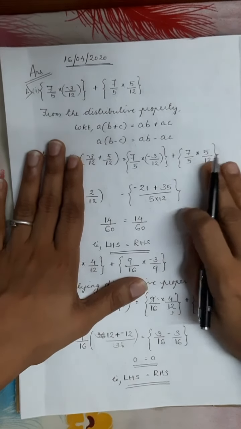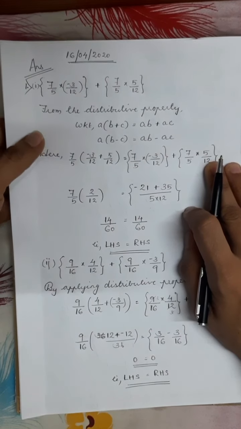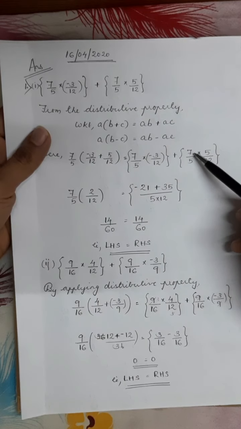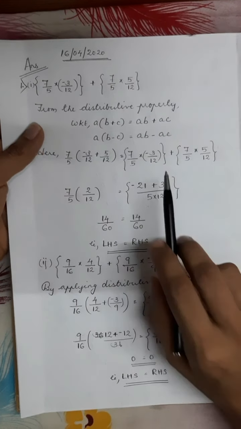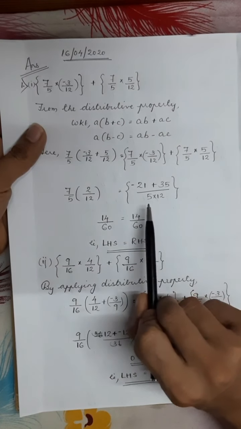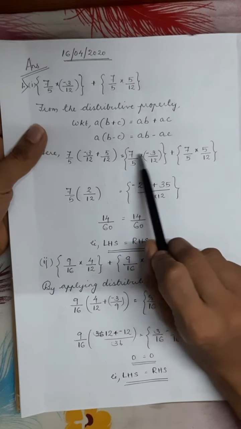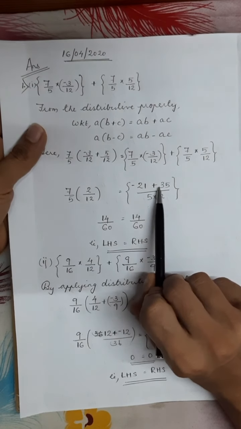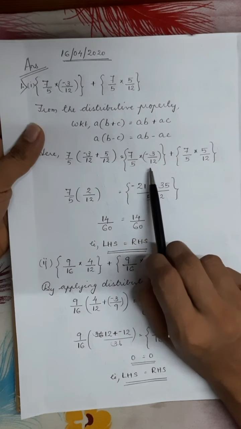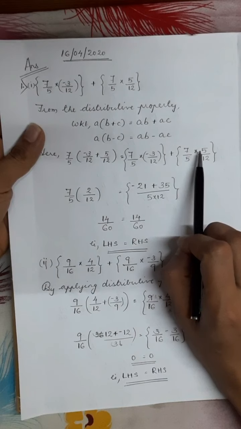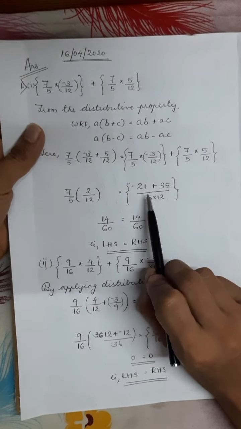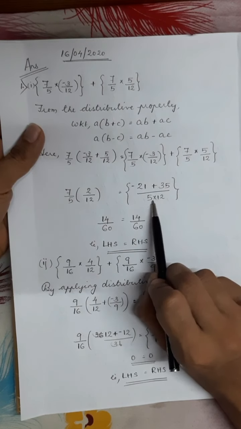Now we are going to check the right hand side, whether we get it or not. So 7 by 5 into minus 3 by 12 and here plus 7 by 5 into 5 by 12. Here also, look at the denominators of both terms. Both denominators are the same, right? So we write 5 into 12 here, multiply and write the numerators, and add. Did you get it? So here it will come minus 21 by 5 into 12 and here 35 by 5 into 12. The denominators are the same, so I am writing minus 21 plus 35 by 5 into 12.